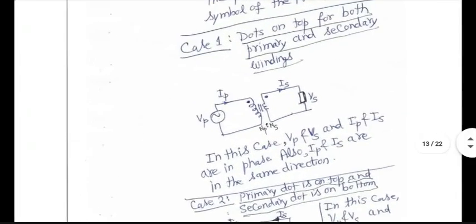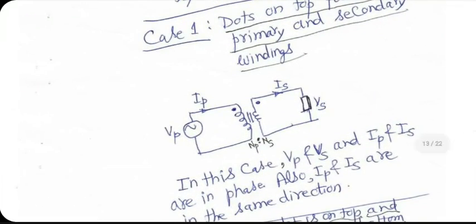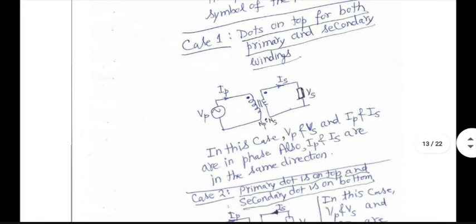By default, if nothing is given, you assume case 1. That means VP, VS are in phase, IP, IS are in phase, IP is going in, IS is coming. That's the assumption by default.